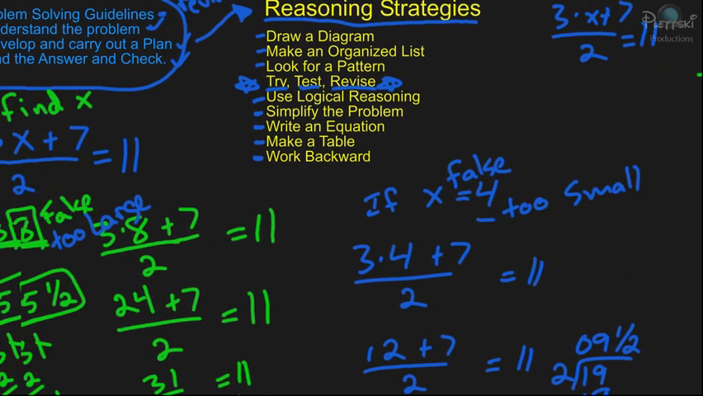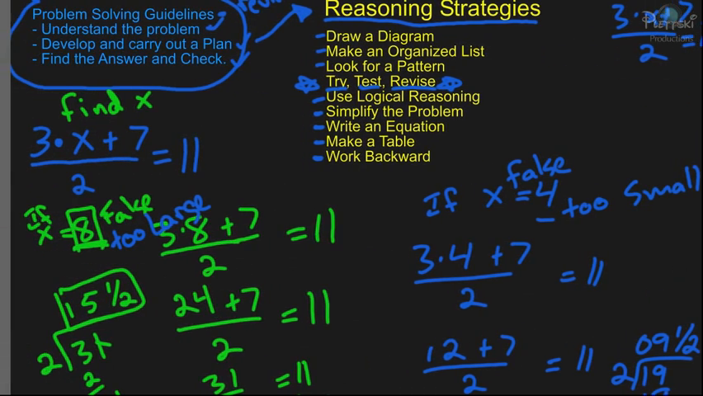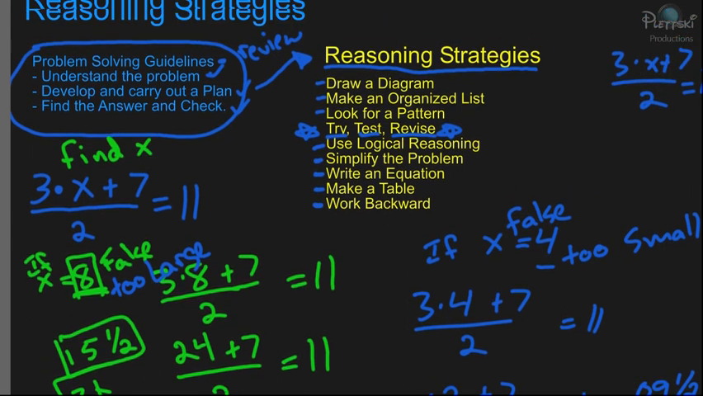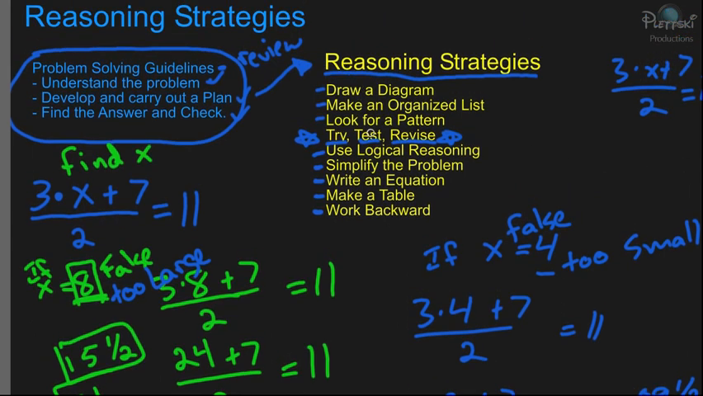Okay, so we found the solution. We tried one of the reasoning strategies. I won't get into the other strategies here. We'll just go over that one, and that should help you with some of the other ones. But now you know how to try, test, revise, and at least you've seen some of the other reasoning strategies, or at least heard about them.